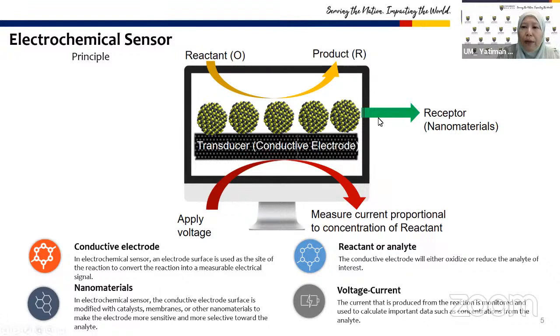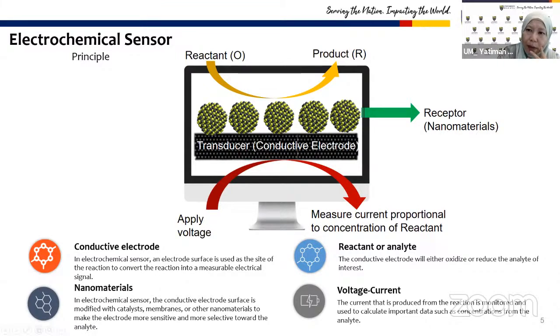Then we're talking about receptors or nanomaterials. These are the electroactive materials that we're talking about. So we also want to make sure that this can be modified, maybe to perform as a catalyst or as a membrane, or other nanomaterials to make the electrode more sensitive and more selective toward the analyte. So the whole system of this, we call it a modified electrode. Basically, we modify the electrode using electroactive materials.